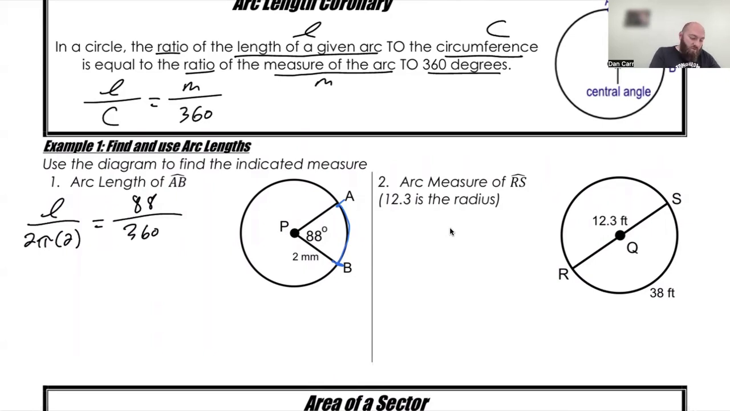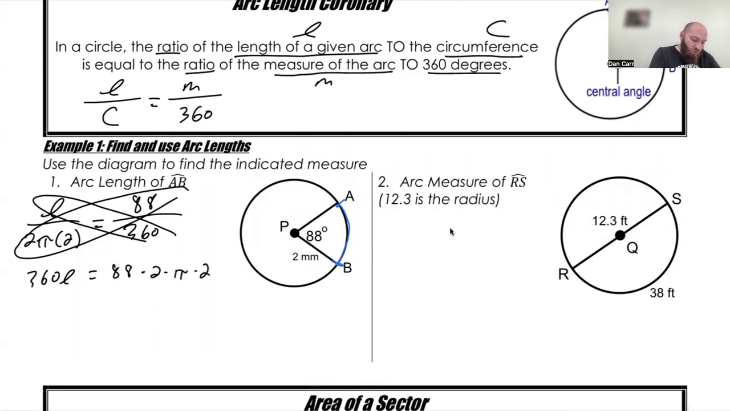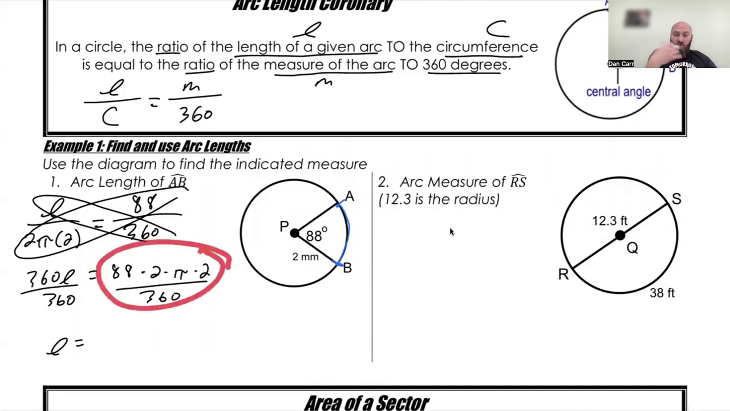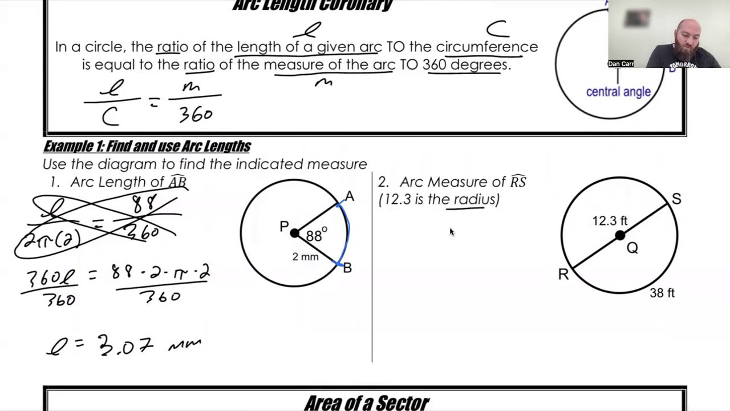So I can cross multiply this. I've got 360 times L is equal to 88 times 2 times pi times 2. Then I can divide both sides by 360, and plug this into my calculator. I just plug that all in, and I get my answer, which comes out to about 3.07 millimeters here.